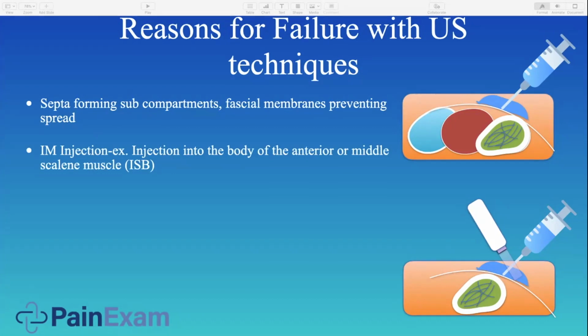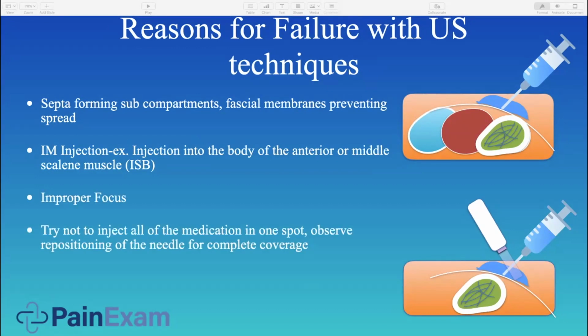For instance, if you're doing an interscalene brachial plexus block, you may have accidentally gotten the local anesthetic into the muscle, or better yet, if you're doing a TAP block, a transverse abdominis plane block, the needle may be between the fascial layer and the muscle itself, as opposed to between the two fascial coverings in the TAP plane, in the transverse abdominis plane, in between the fascia.